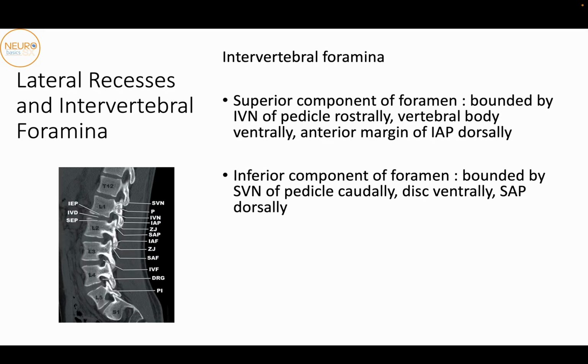Right, so there's a superior component and there's an inferior component of this foramen. The superior component is bounded anteriorly by the vertebral body, superiorly by the inferior vertebral notch, and posteriorly by the inferior facet. On the other hand, the inferior component is bounded anteriorly by the disc, inferiorly by the superior vertebral notch, and posteriorly by the superior facet.